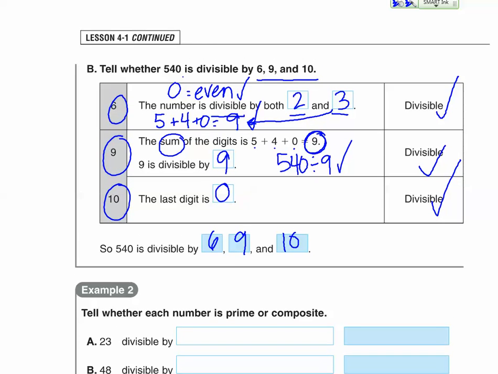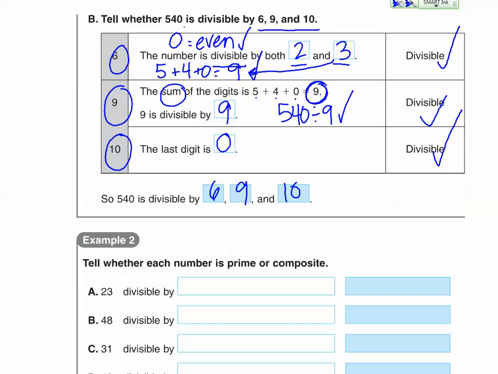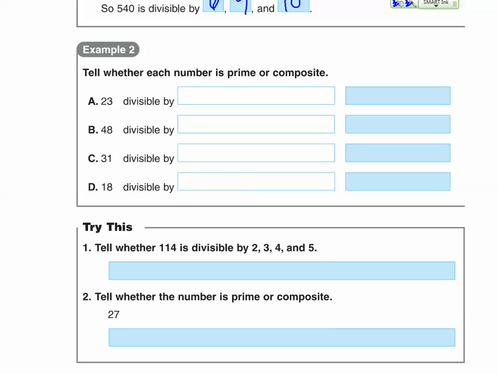Let's take a look at some prime and composite numbers now, Panthers. Looking at example 2: tell whether each number is prime or composite. Here what we're going to have to do is make a list of factors, or the numbers that go evenly into these. So let's start with A, 23. We always know that 1 will work with every single number because anything can be divisible by 1.